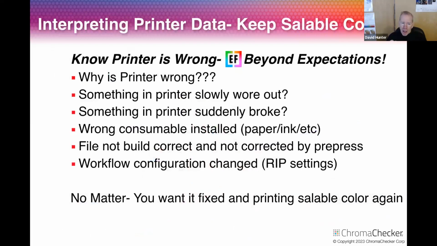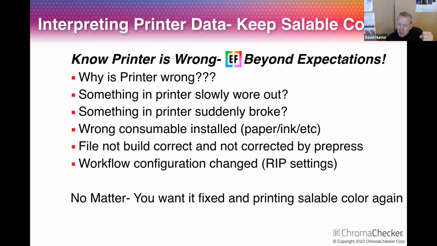And if the printer is wrong or beyond your E factor expectations, why is the printer wrong? What do we need to do to make it back into an acceptable E factor? So is it that something in the printer slowly wore out? Is it something suddenly broke in the printer and it's way out? Is it wrong consumables, meaning wrong paper or ink? Was the file not built correctly?